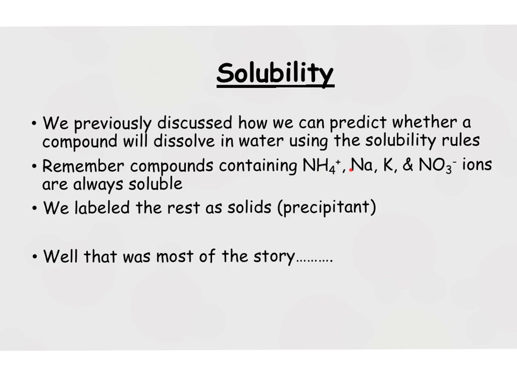They were very simple. If they contain ammonium, sodium, potassium, or nitrate ions, they're always going to be soluble, so we would write a little AQ next to them. Anything that didn't have one of those four in it, we labeled as the solid with an S, and we called that the precipitate. So that was most of the story.